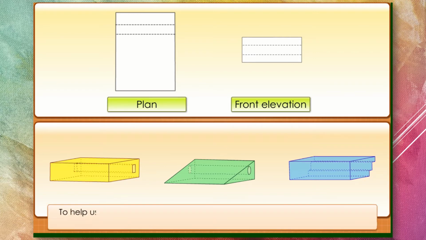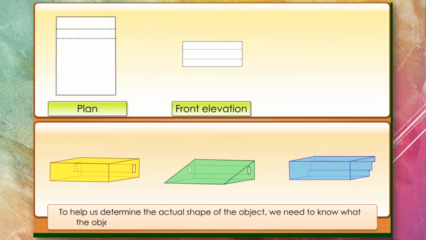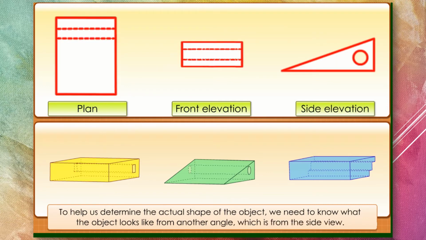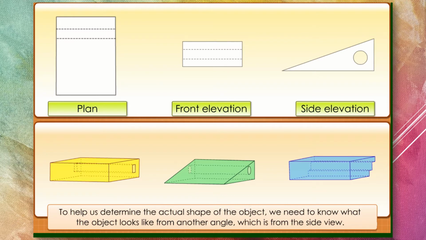So, to help us determine the actual shape of the object, we need to know what the object looks like from another angle, which is from the side view. Based on these three projections, we can now determine the shape of the object. It is the second object.